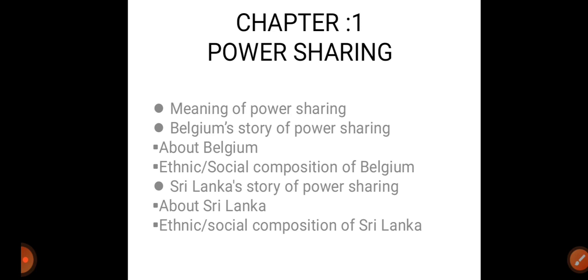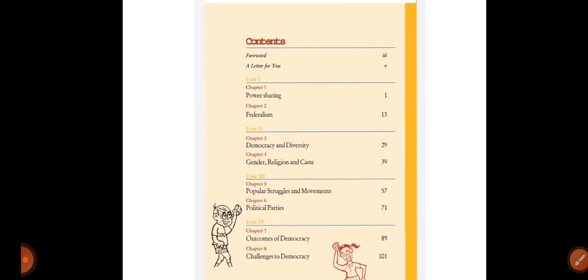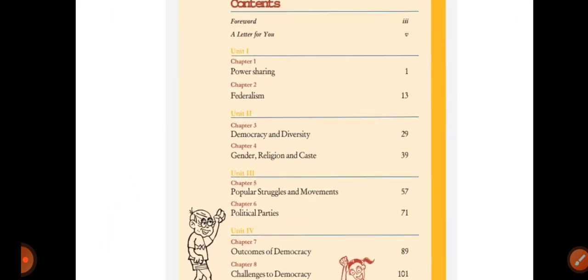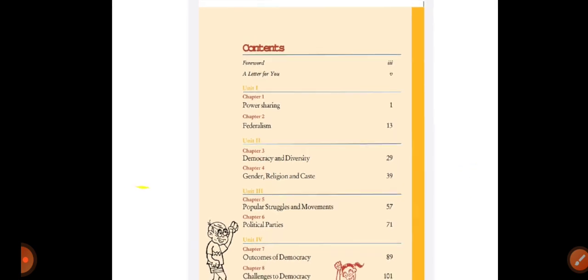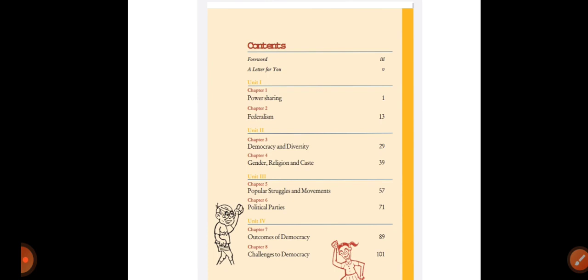Before starting the chapter, I'd like to give you a detailed idea about what chapters we have to read this year in political science. Students, you can see here there are 8 chapters in our book. The first one is Power Sharing, which comes under unit 1. Then chapter 2, Federalism.